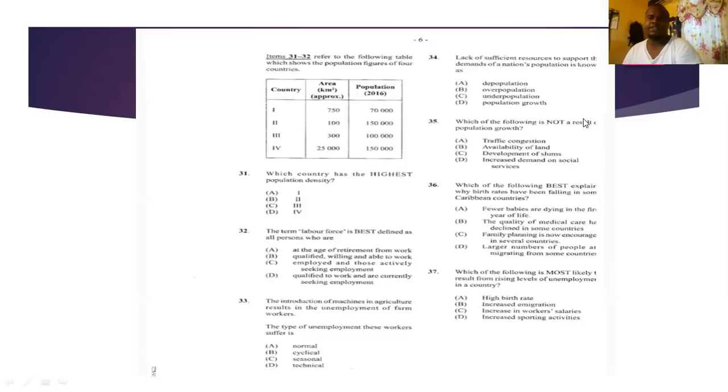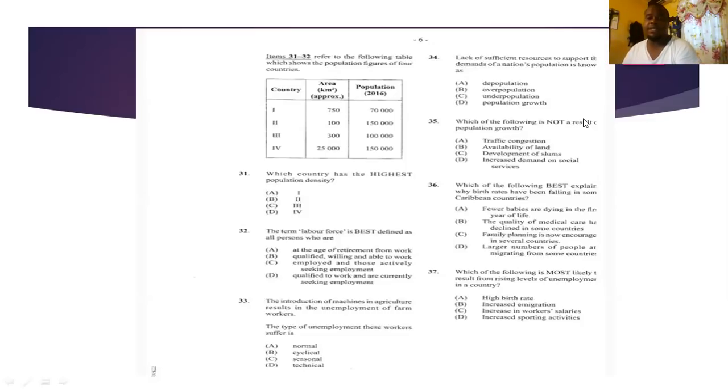B. 36. Which of the following best explains why birth rates have been falling in some Caribbean countries? Why are people choosing to have fewer children or none at all? So is it A, fewer babies are dying in the first year of life?